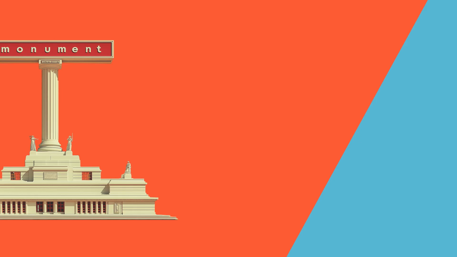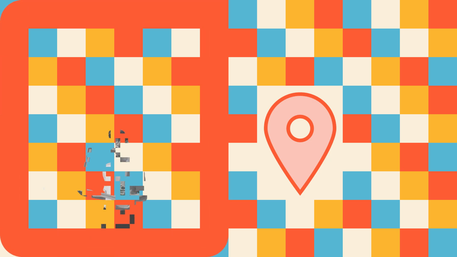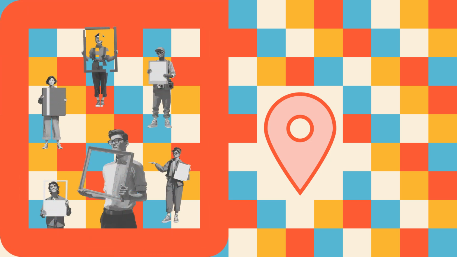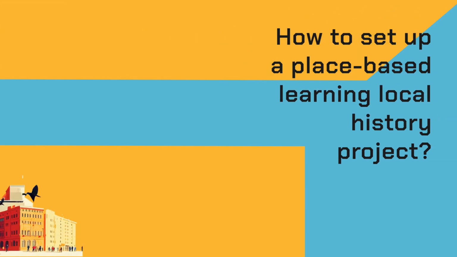Applied to history teaching, it lets students explore personal histories, community stories, and local sites or events. It also creates a safe and open space for inquiry. This animation offers a framework for setting up a local history project, resulting in a final product to share with a wider audience. How to set up a place-based learning local history project?